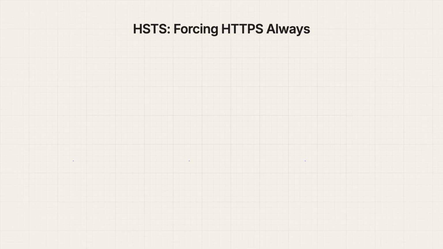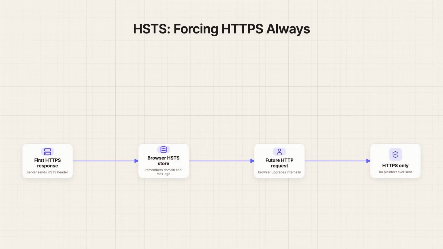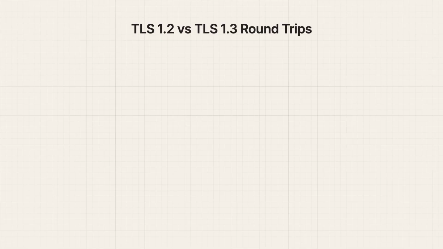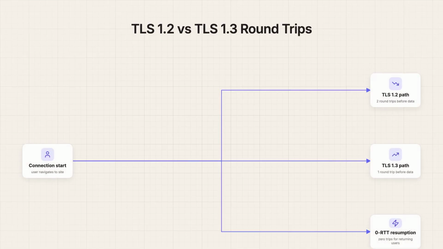HTTP strict transport security is a response header a server sends once over a valid HTTPS connection. The browser stores the domain name and an expiry duration. On every subsequent visit, if the user or a link tries plain HTTP, the browser silently upgrades the request to HTTPS before any bytes leave the machine. This prevents downgrade attacks where an attacker tries to strip the S off the front of the URL and intercept a plain connection.